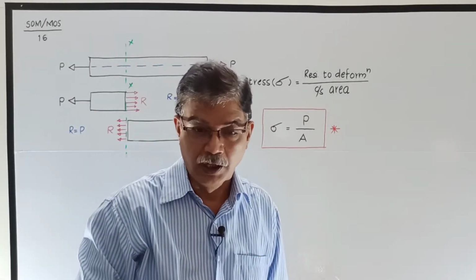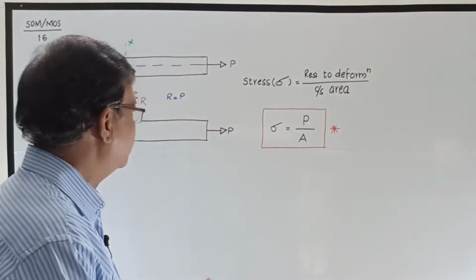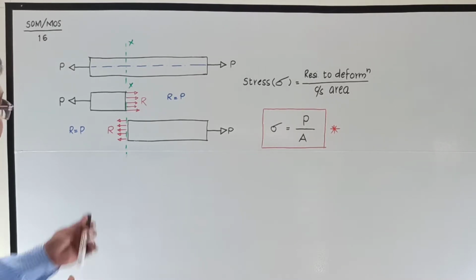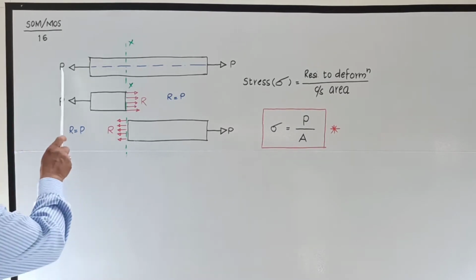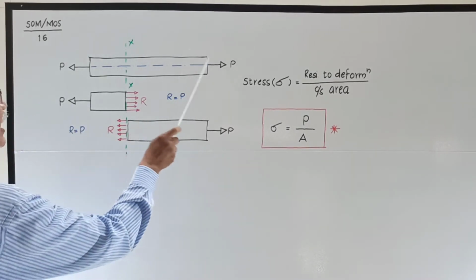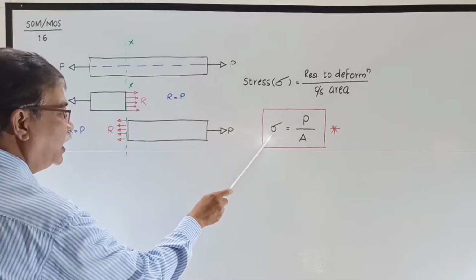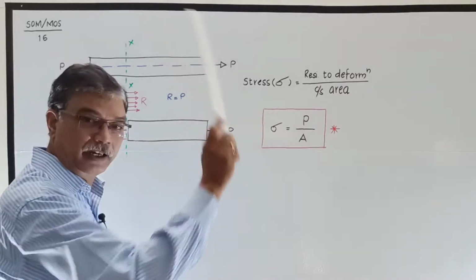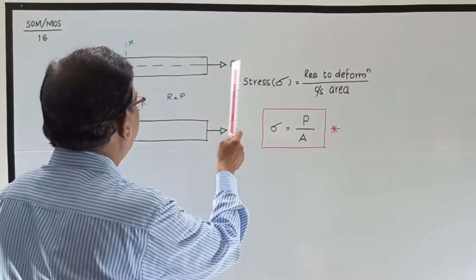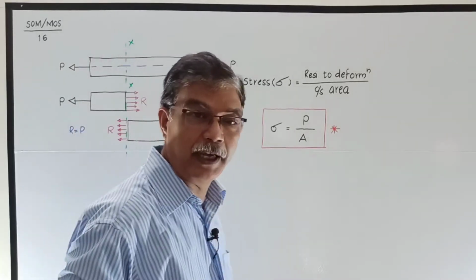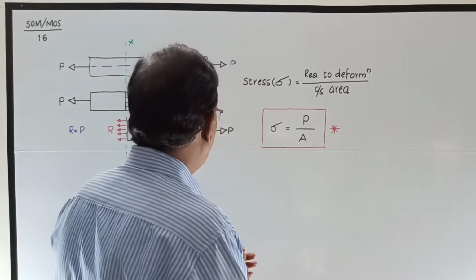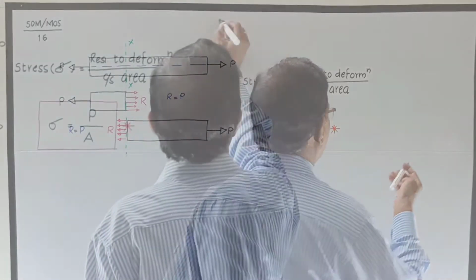Now, let us see what are the units of stress. So, this is direct stress sigma, that is P by A is the formula. Here you can very easily see that this axial load is of tensile nature, pulling nature. So, the nature of stress will be the same as the nature of load. So, this stress will be tensile. Because if it is push, then the stress will be of pushing nature, that is compressive nature. Now, let us see what are the units of stress.